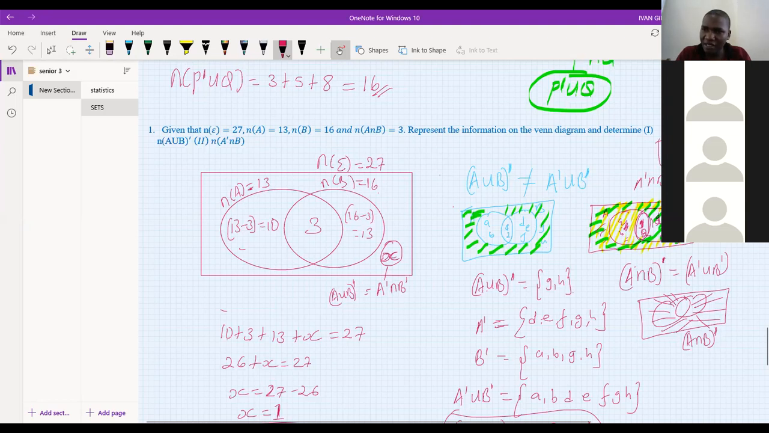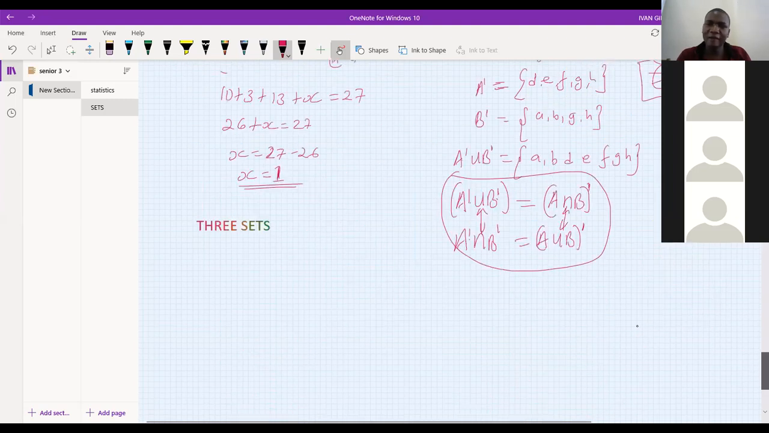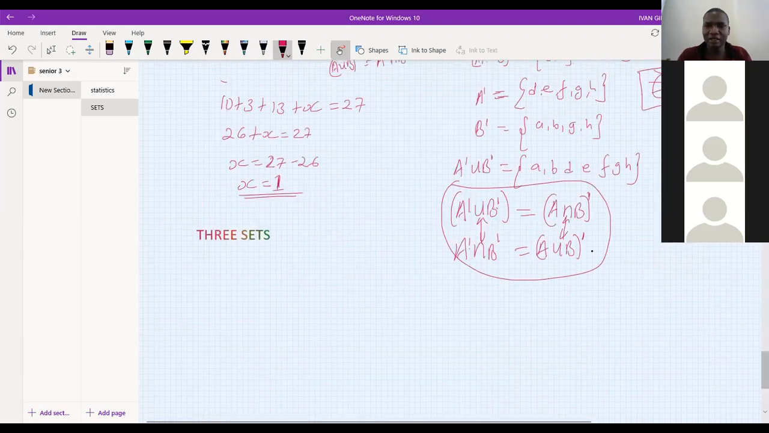A union B is inside here. So A union B complement will be outside, something like that. It will be outside there. So you need to practice the concept of shading the unwanted region for you to understand these terms in detail.